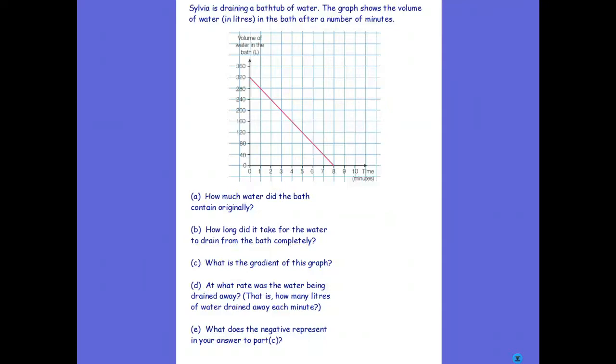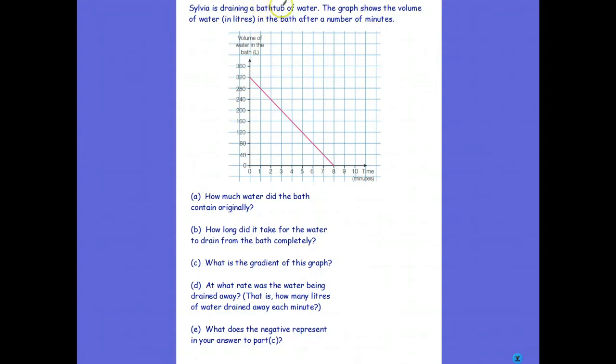Hello students. In this video we're going to show you how we actually interpret the gradient of a line in a real life situation. So when you find the gradient, you're measuring the steepness of the line. What does that actually mean in real life? So let's have a look at this example here.